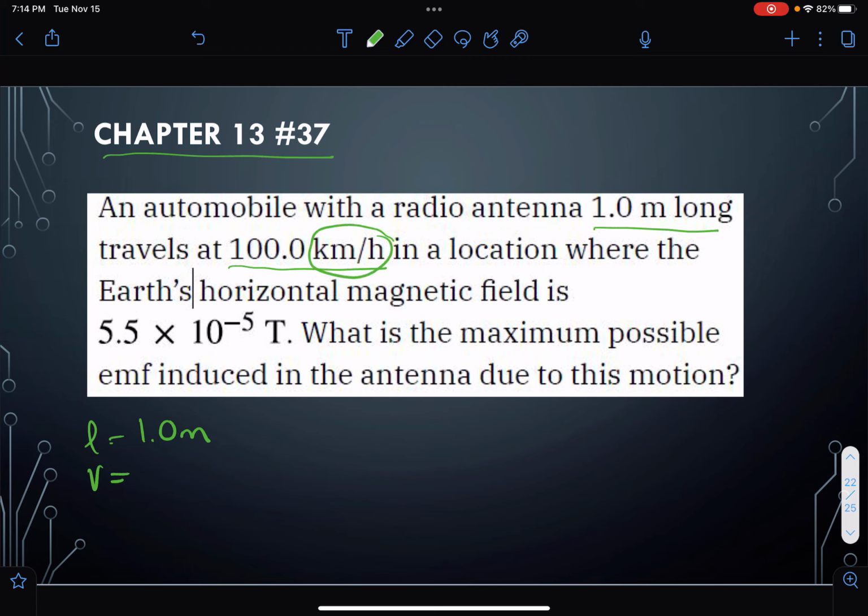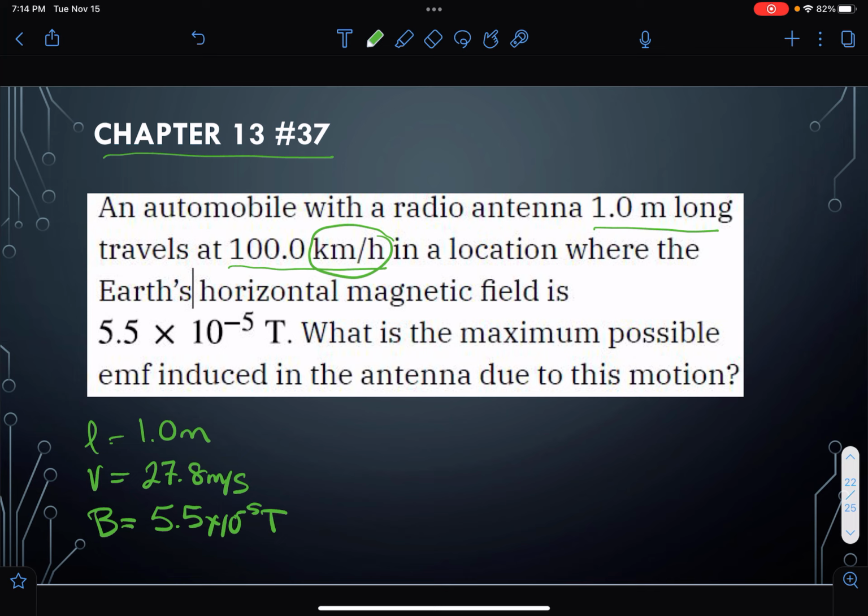Now, this is what I mean by your textbook, and I know Expert TA does this. We do not want kilometers per hour, we need meters per second. So 100 kilometers per hour, if you do the conversion, is 27.8 meters per second. We have a magnetic field of 5.5 times 10 to the negative 5 Tesla.